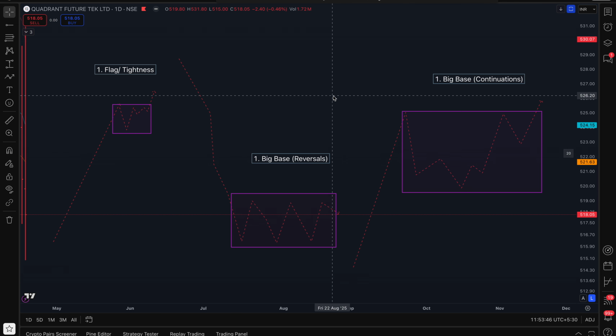And all the names in the list would be in one of these three broad categories. One would be more focused on tightness, so flag or tightness based. By that, what I mean is the chart might not look very pretty, but it would be in the list purely because the last few days' price action is extremely tight.